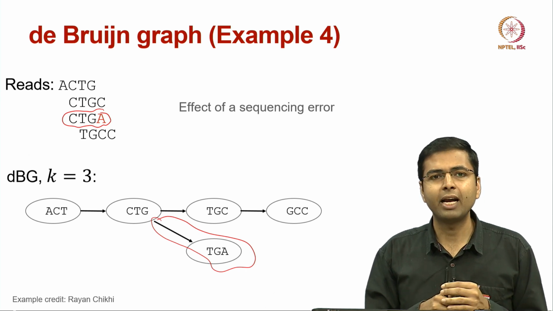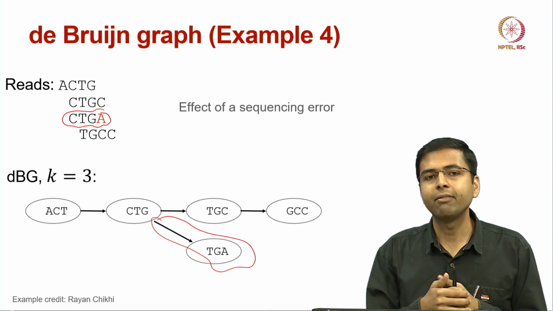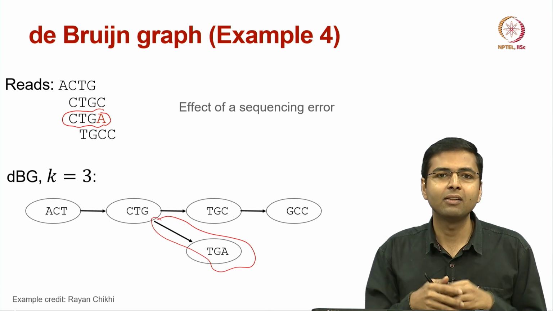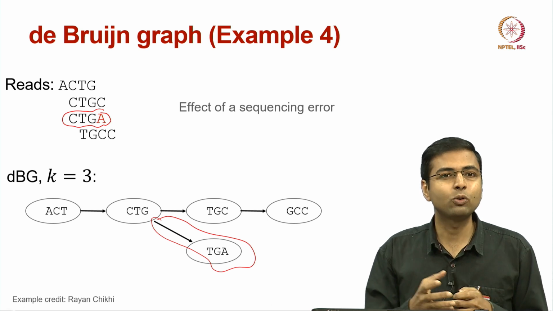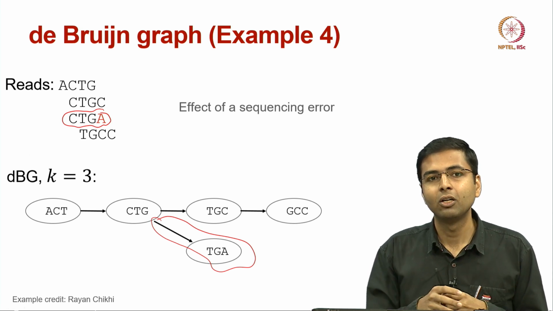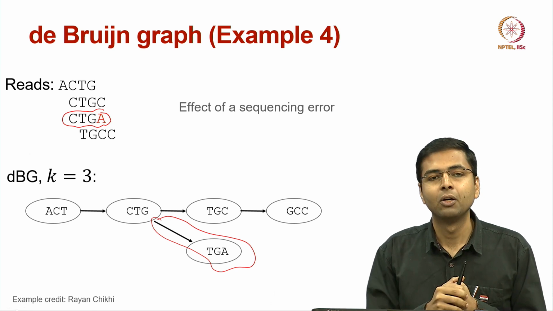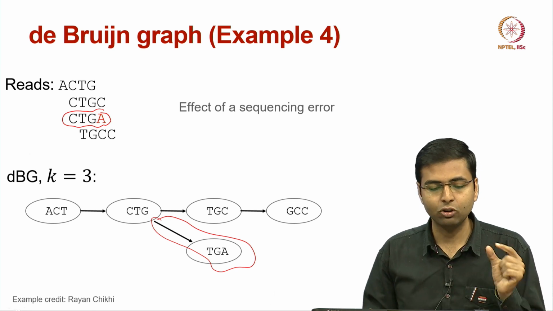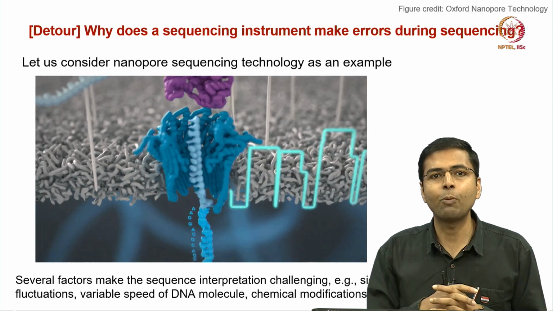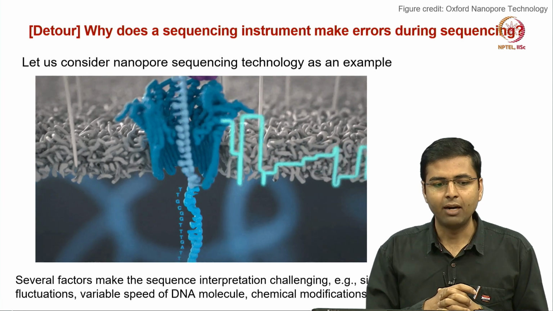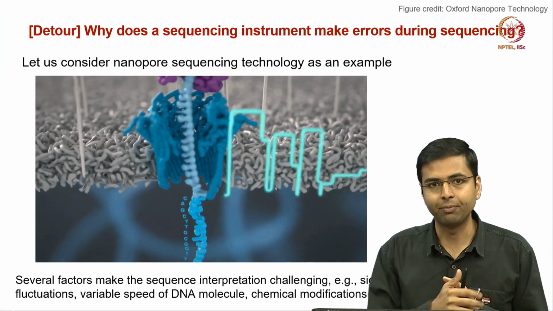Now, throughout this course I have referred to the presence of sequencing errors, but I have not given you the actual reason why sequencing errors crop up in practice. So, why is it so difficult for the sequencing instruments to produce these reads without any error? I thought let me take a short detour and give you an example of why these sequencing errors crop up in practice, and for this I am taking nanopore sequencing technology as an example.